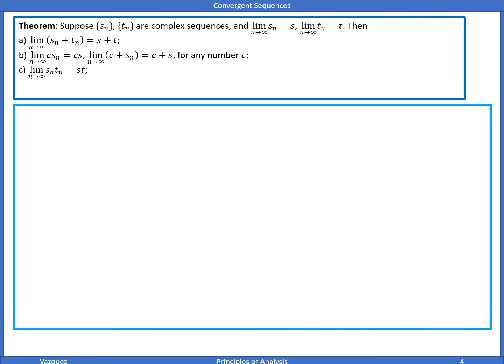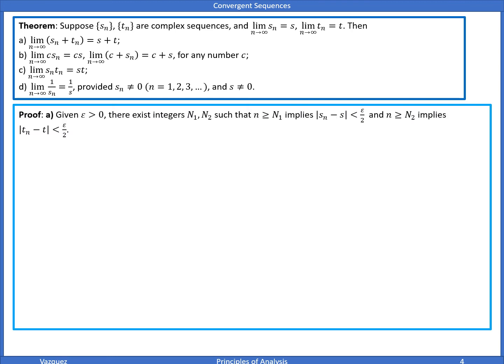The limit of two sequences being multiplied is indeed the product of their limits. And this one might be the most complicated one. The limit of the sequence 1 over S sub n is equal to 1 over S, meaning 1 over the limit of the sequence. And this is only in the case that S sub n is not 0 for all n, and neither is its limit. So we'll go through the proofs.